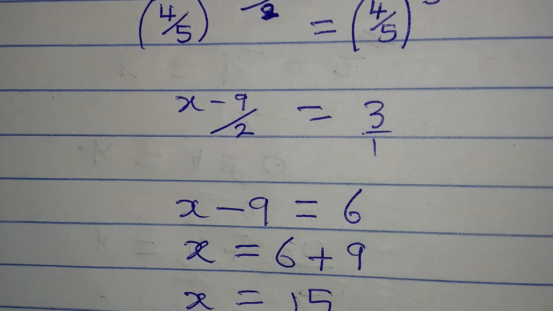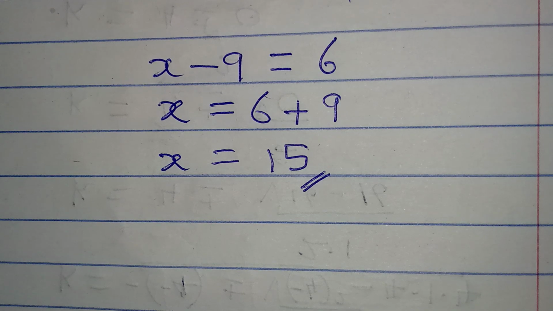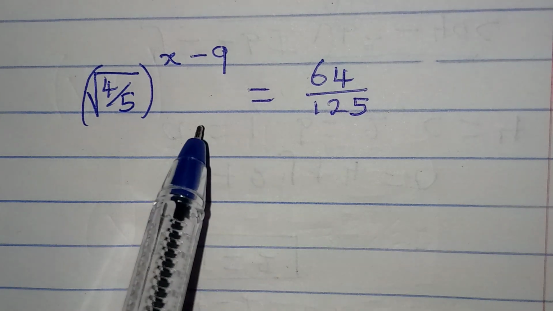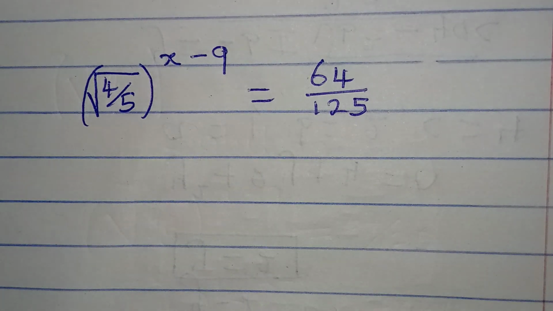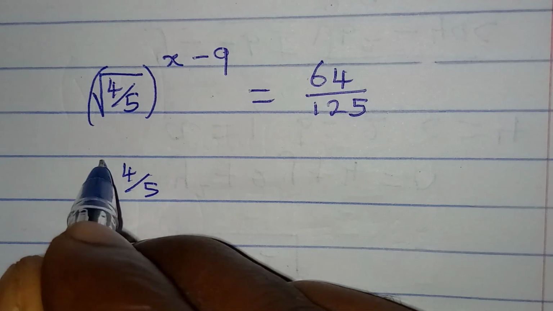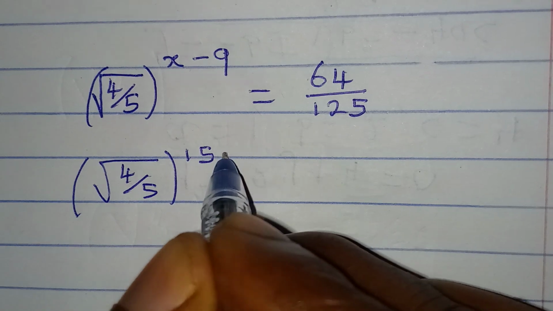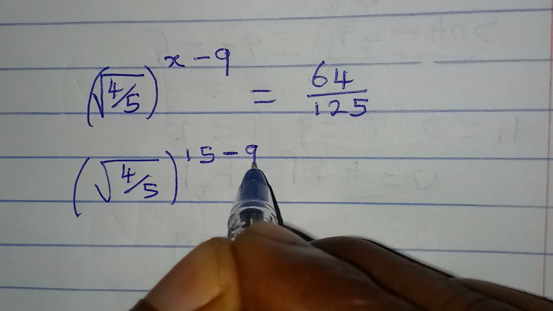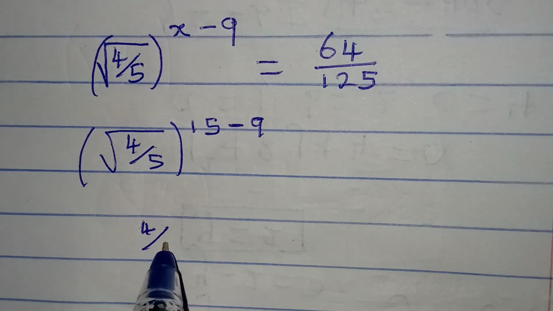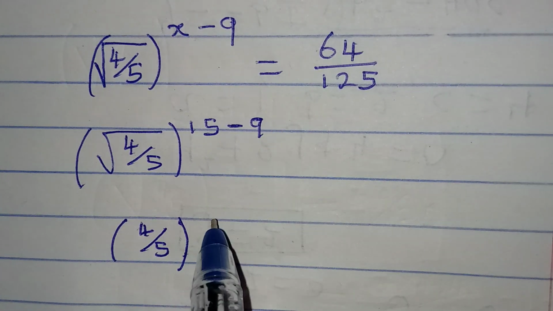But then let's get back the original equation and put in the value of x. Are we going to be correct? Okay, so this is the original equation, and we have x equal to 15. Let's put it here. So we have the square root of 4 over 5 to the power of x, which is now 15, then minus 9. Okay, and then if we continue, we have (4/5)^(15 − 9), this will give us 6.